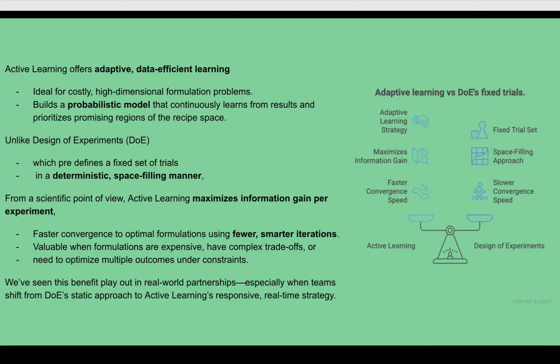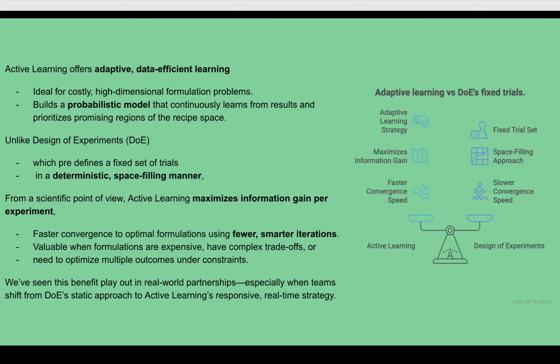Design of experiments is different. What it does is it predefines all the experiments that you will do in a very deterministic space-filling manner. So you have a search space, and you want to figure out a set of experiments that covers the entire space so that you can build an understanding of that entire system and then use that to predict future outcomes for future ideas.